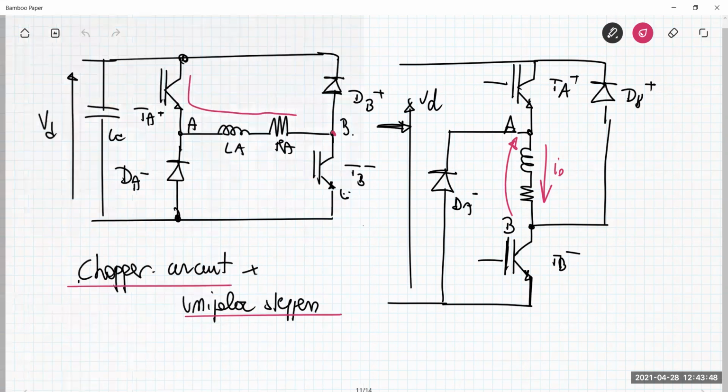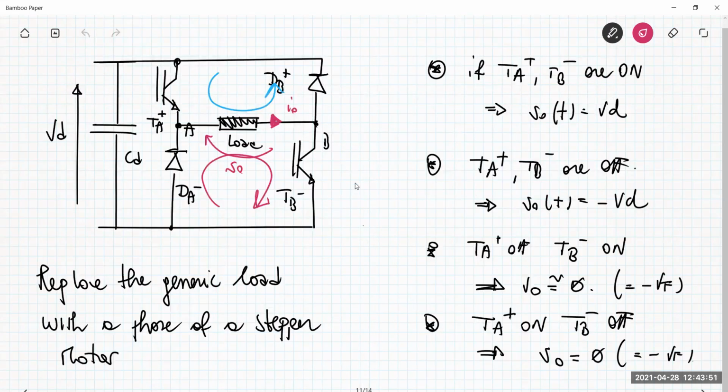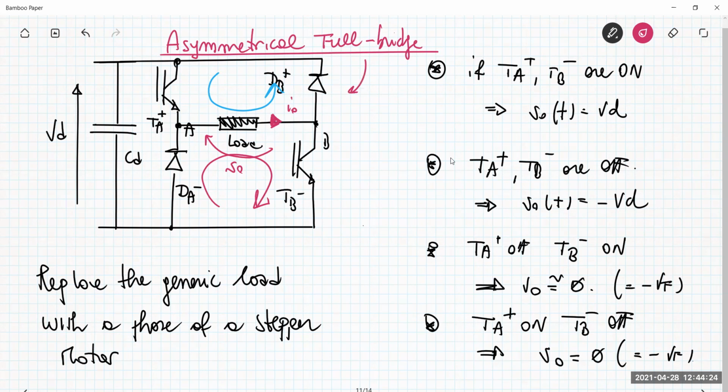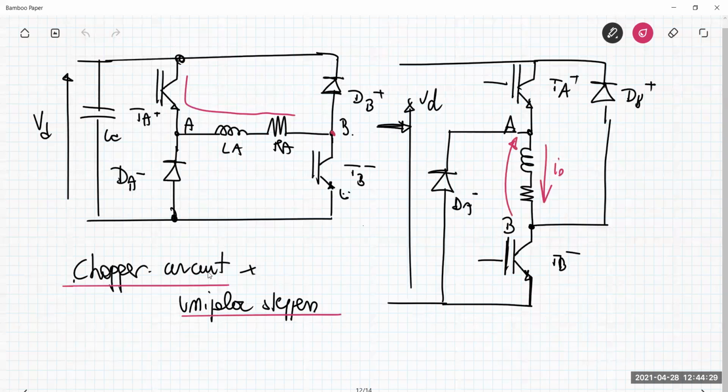Sometimes this circuit, which is the two-quadrant reversible voltage and unipolar current, is also called asymmetrical full bridge. Asymmetrical because the two legs are not exactly the same in terms of architecture. You have TA plus and DA minus, and on the other side you have the opposite, DB plus, DB minus. The asymmetrical full bridge is what we called the chopper circuit, chopper driver for unipolar stepper previously discussed.